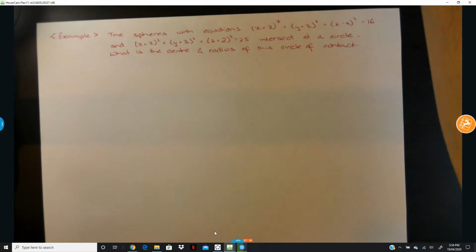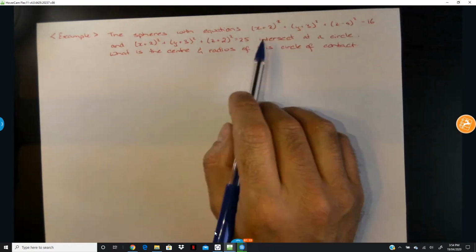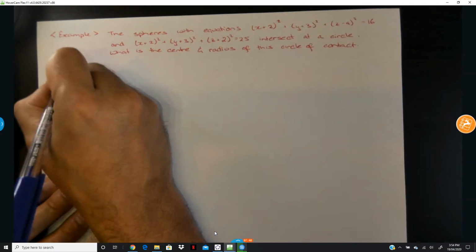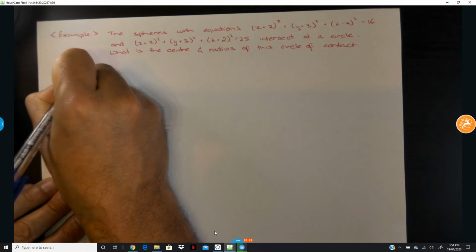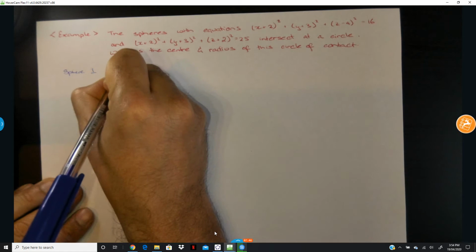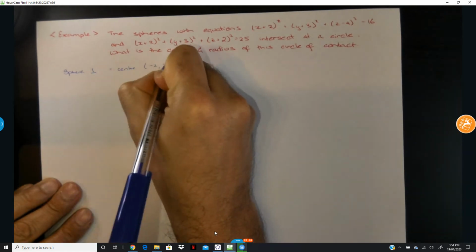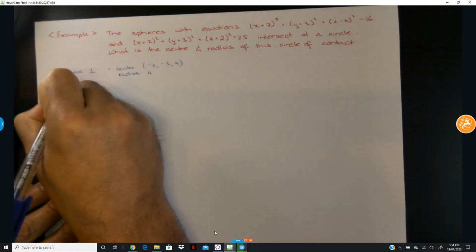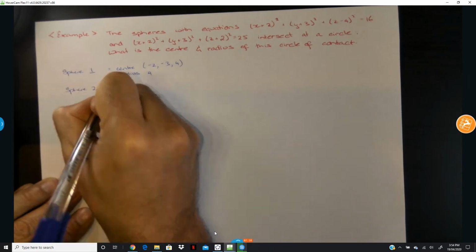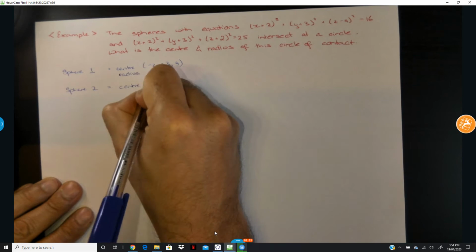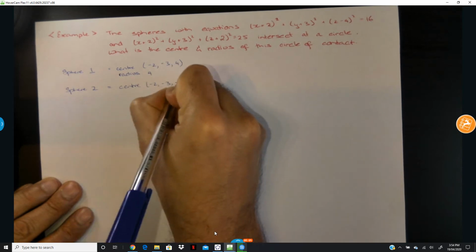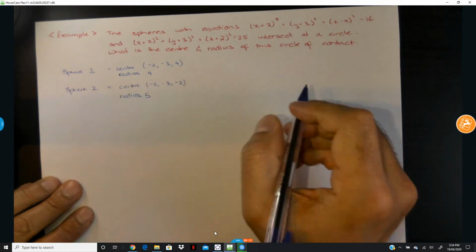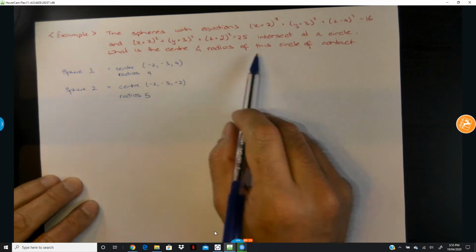Here's another example. So we have 2 spheres. The spheres with equation x plus 2 all squared plus y plus 3 all squared plus z minus 4 all squared equals 16. So we've got sphere 1. We have a center at -2, -3, 4, and a radius of 4 units. In sphere 2, we have a center of -2, -3, -2, and a radius of 5. Now they intersect, and we want to find where the center and the radius of this circle is.